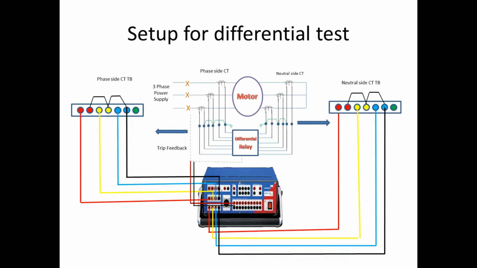Before starting the test, remove the short link from the primary side of the CT short link. Connect the CT setup current lead on the phase side and neutral side CT. Compulsorily, we have to take trip feedback, which should not be a latched contact. It should be an unlatched contact.